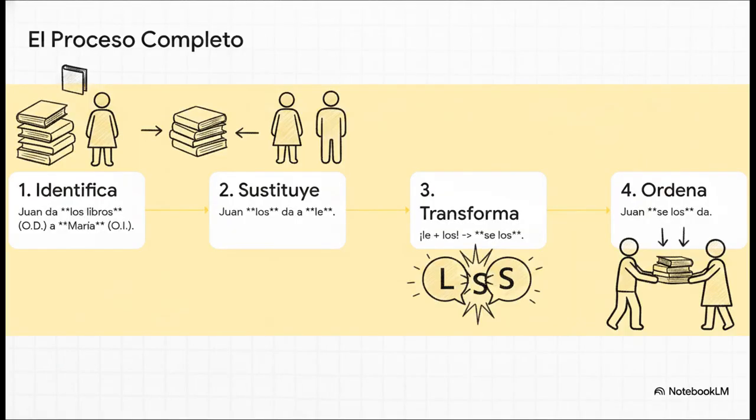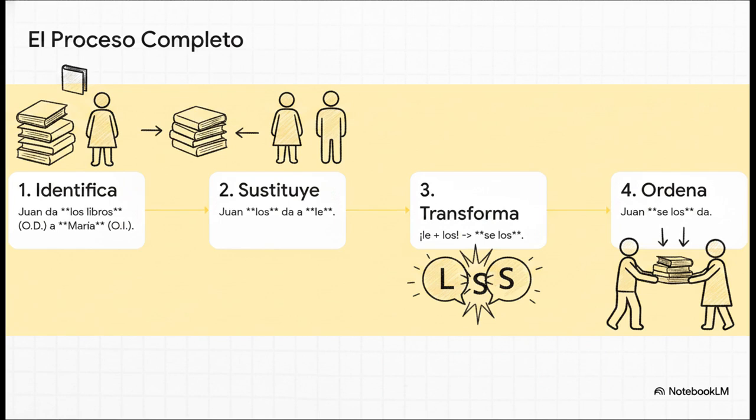Okay, let's put this all together with our original sentence. Here we go step by step. 1. We identify our objects. Los libros is the direct object. A María is the indirect. Got it. 2. We substitute the pronouns. We use los for the books and le for María. But wait, that gives us le los, which we know is forbidden territory.